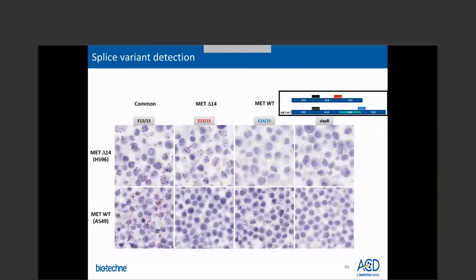Another study was done on H596 cell lines that have the MET variant, whereas the A549 cells have the wild type MET transcript. The variant-specific probe shows positive signal only in the H596 cells and not in the A549 cells. Similarly, the wild-type specific probe only detects signal in the A549 cells. While the probe designed against the common region of both the wild-type and variant transcript shows positive signal in both cell lines, the probe for DAB shows no signal, indicating no background. This demonstrates the specificity of the BaseScope probe in detecting specific splice variants.